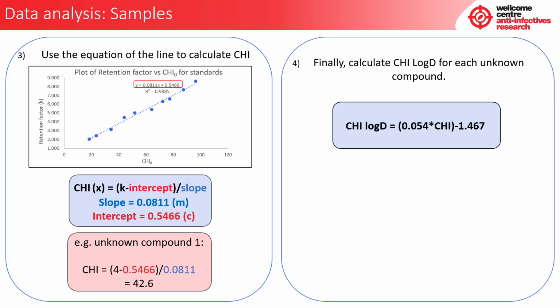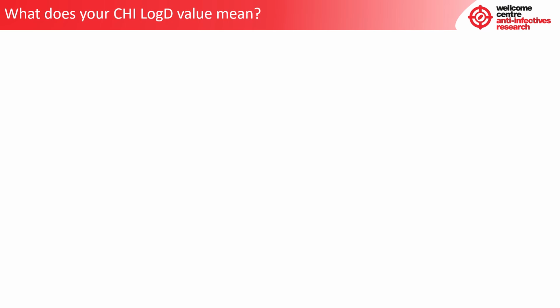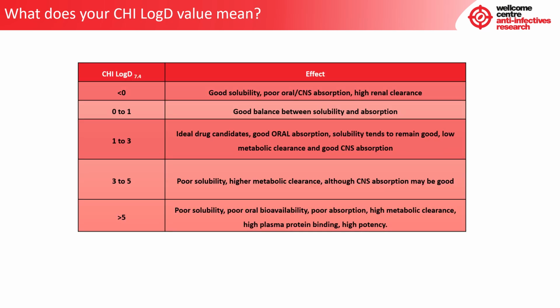Finally, calculate chi log D for each unknown compound. Chi log D equals 0.054 times chi minus 1.467. So for unknown compound 1, chi log D equals 0.054 times 42.6 previously calculated, minus 1.467, which gives a chi log D value of 0.833 for unknown compound 1. So we have now calculated our chi log D values for all of our unknown compounds.